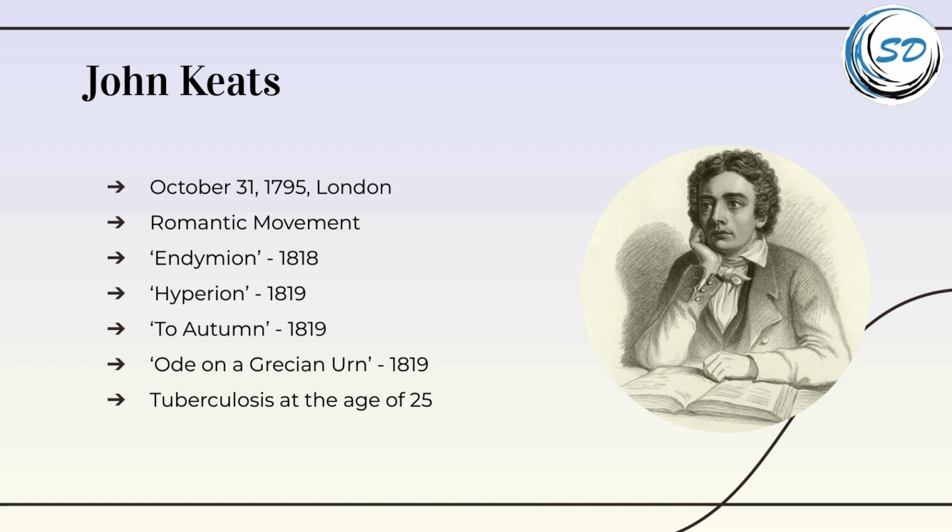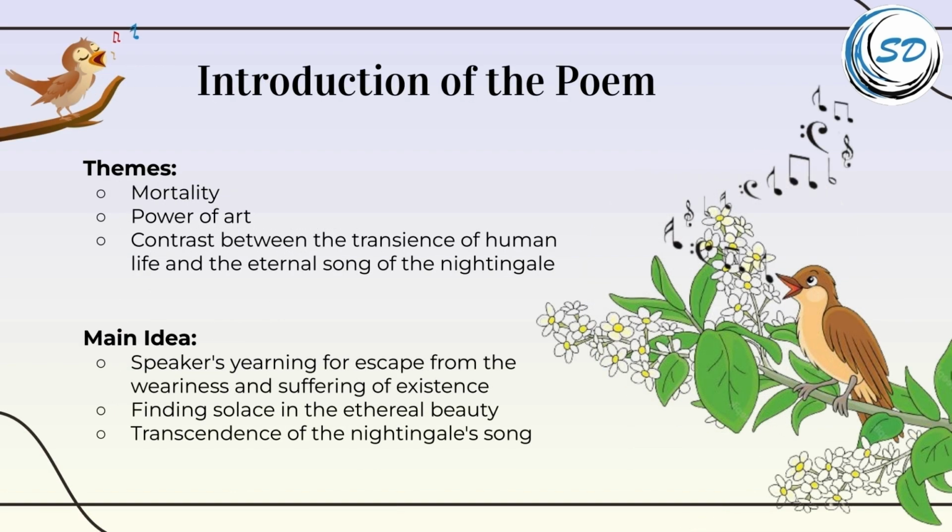exploration of profound themes. In this poem, the poet delves into profound themes of mortality, the power of art, and the contrast between the transience of human life and the eternal song of the nightingale. The main idea of the poem revolves around the speaker's yearning for escape from the weariness and suffering of existence, finding solace in the ethereal beauty and transcendence of the nightingale's song.